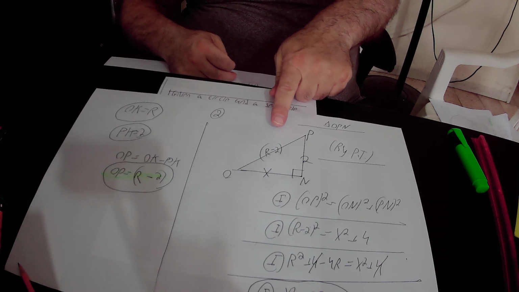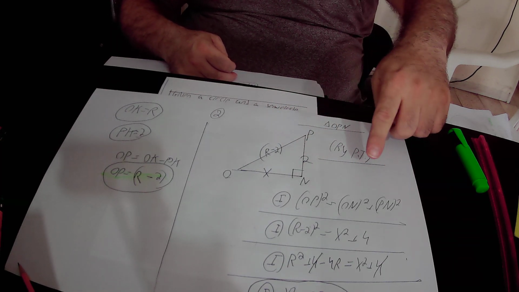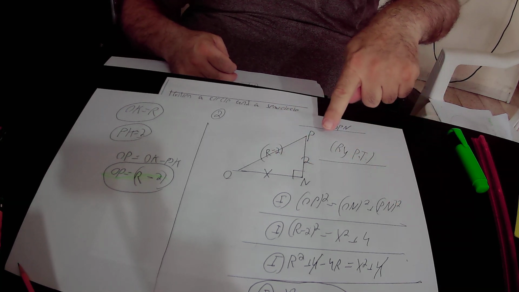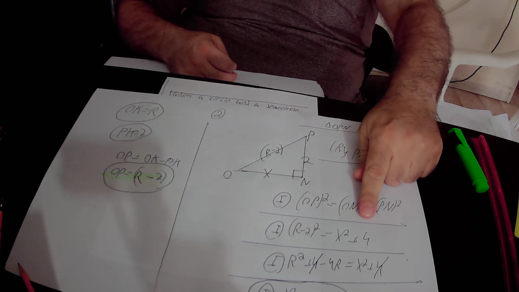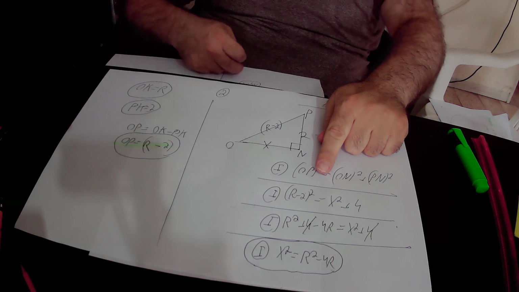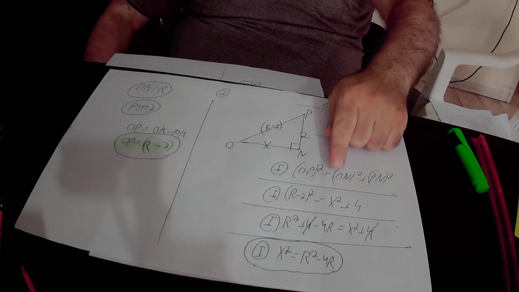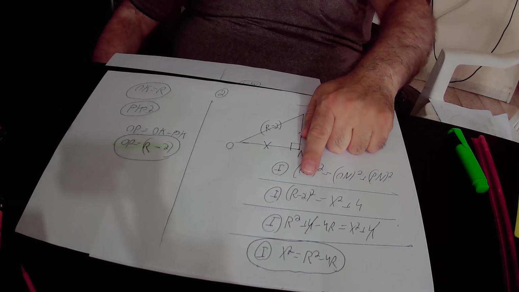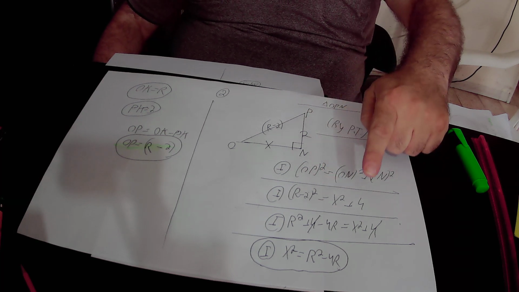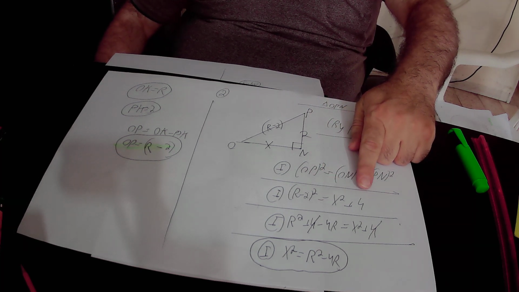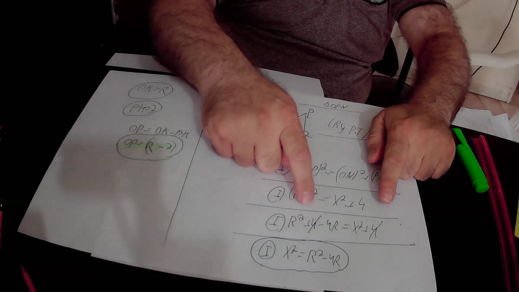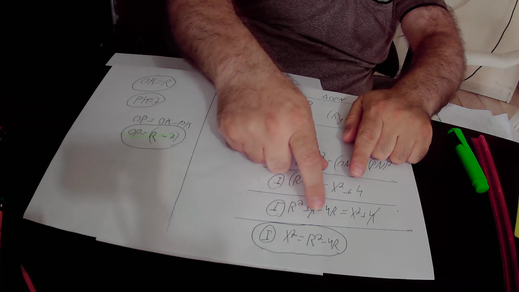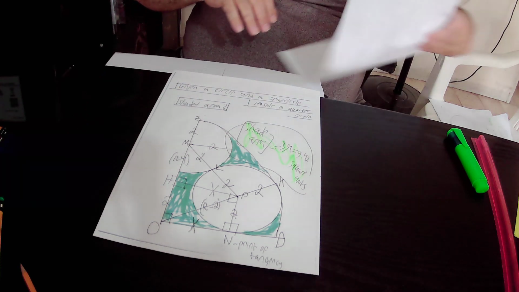OP is capital R minus 2, so OP squared is (R minus 2) squared, equal to NO squared plus NP squared. NO is X, so NO squared is X squared, and NP is 2, so NP squared is 4. So according to equation number 1, (R minus 2) squared equals X squared plus 4. Opening the brackets, R squared plus 4 minus 4R equals X squared plus 4. We have 4 on both sides, so 4 gets cancelled, and we got that X squared equals R squared minus 4R. This is according to equation number 1.